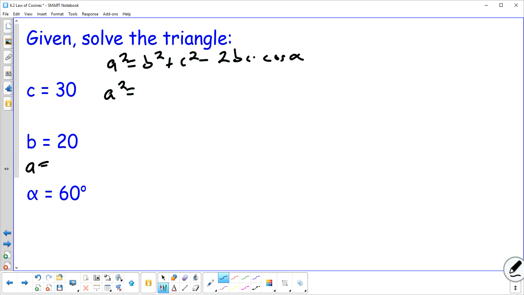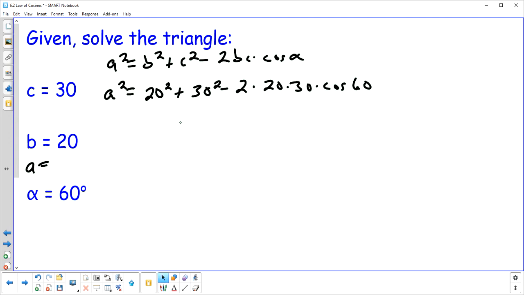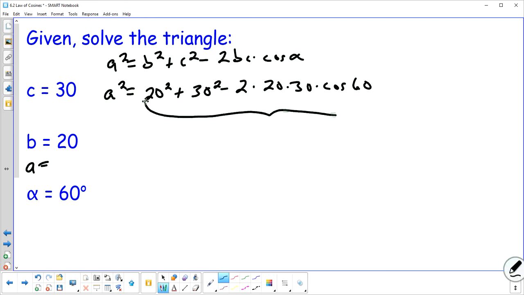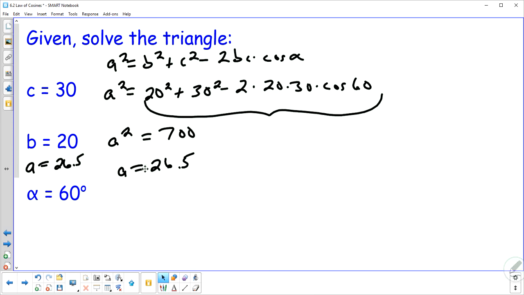So we don't know A squared, we're going to leave that in. B squared we can say is 20 squared plus 30 squared minus 2 times 20 times 30 times the cosine of 60 degrees. On this one it's nice because our variable's on our left side, so we can simplify this all in one fell swoop, and we would get 700. So A squared is equal to 700, and then square rooting, A is going to be equal to 26.5.